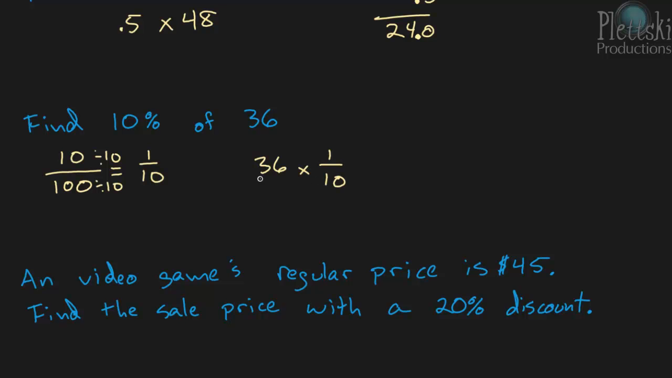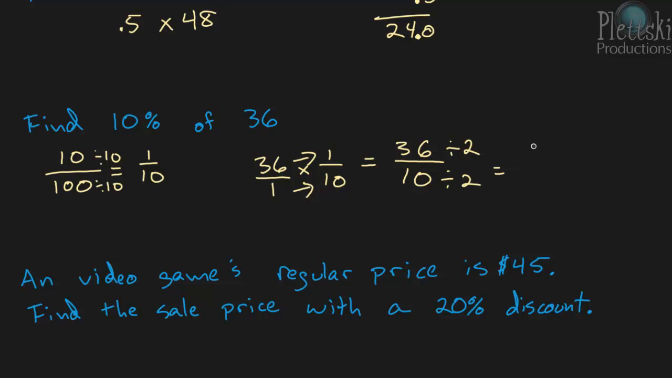We can change 36 so that it's a fraction and put a 1 under it. And then you just multiply straight across. So 36 times 1, well, that's just 36. And then 1 times 10 is 10. So we have 36 over 10. And now we just need to simplify. So we can divide both the numerator and the denominator by 2.